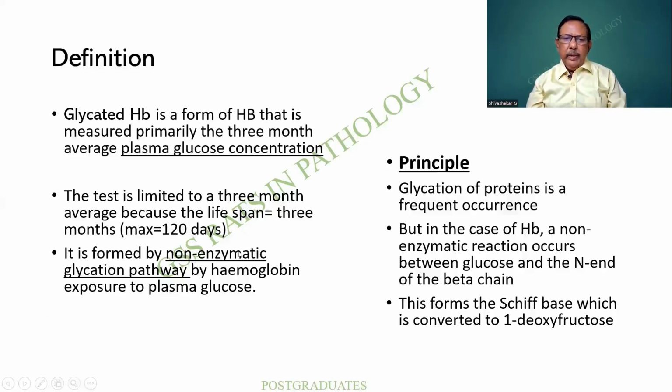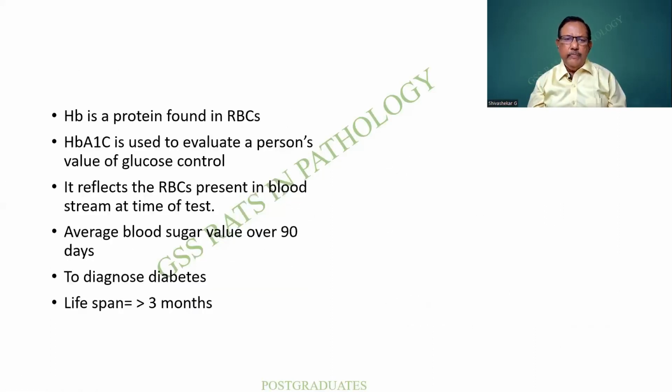It is formed by the non-enzymatic glycation pathway, by hemoglobin on exposure to plasma glucose. This will be explained subsequently. Let us have this in mind. The principle is that glycation of proteins is a frequent occurrence, but in the case of hemoglobin, a non-enzymatic reaction occurs between the glucose and the N-terminal end of the beta chain. This forms the basis for the conversion of the Schiff base to 1-deoxyfructose. Please learn this particular page by heart. It is more of biochemistry than pathology.